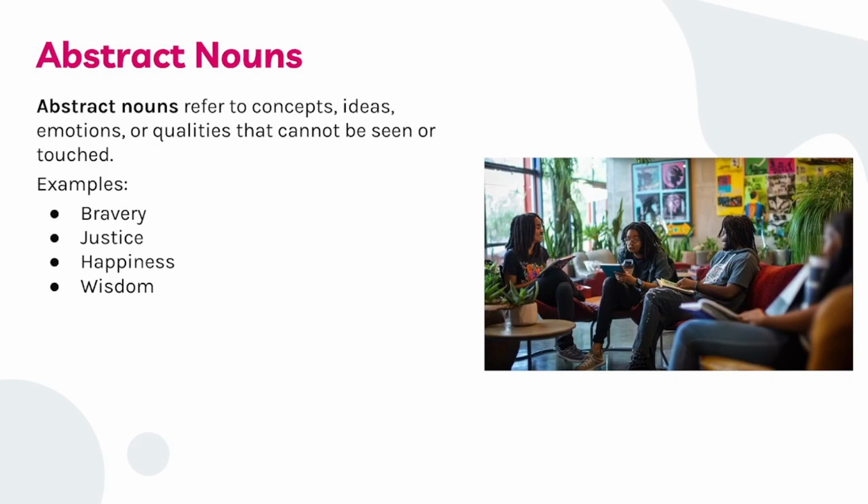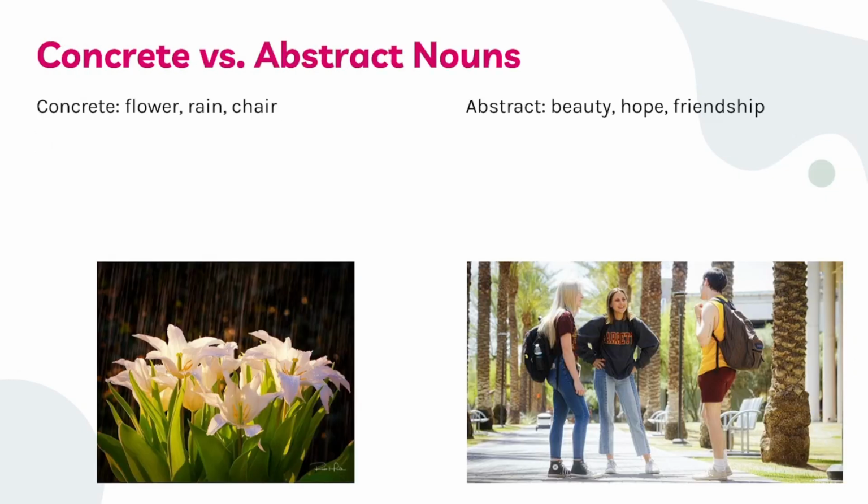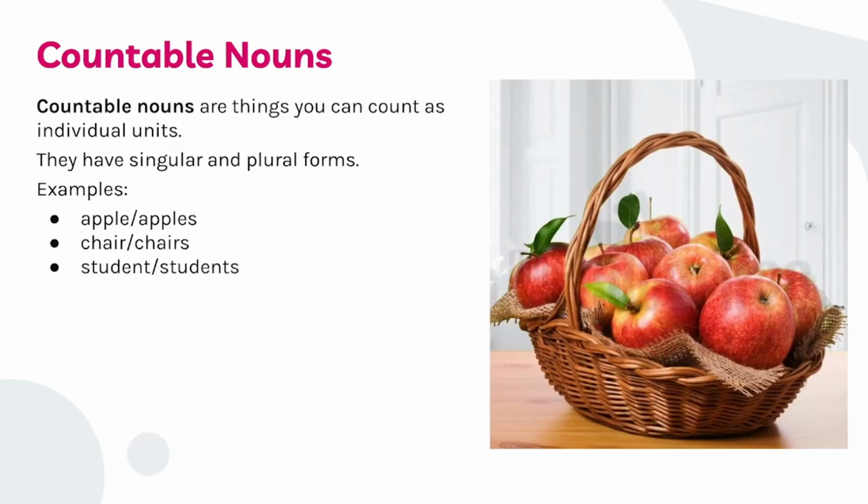So we talk about bravery, justice, happiness, wisdom. Those all are abstract nouns. Concrete and abstract, the difference is one you can touch and see, and the other one you cannot see or touch. Maybe you can feel it.